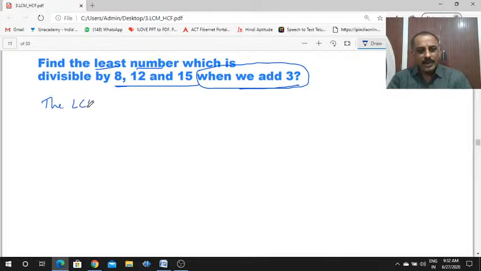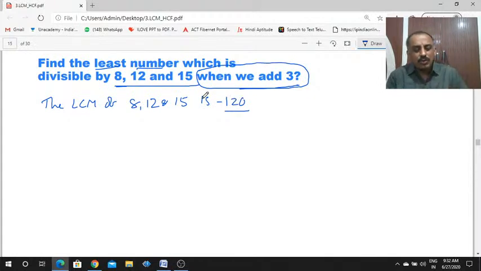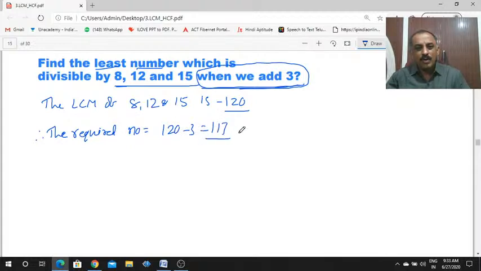So the LCM of 8, 12 and 15, just now we completed, that is 120. What is the meaning of LCM? 120 is exactly divisible by 8, 12 and 15. Now what is the new condition? When we add 3. If you add 3 to a particular number, that number should be divisible by 8, 12 and 15. Which number plus 3 is 120? Therefore, the required number is equal to 120 minus 3, which is 117.